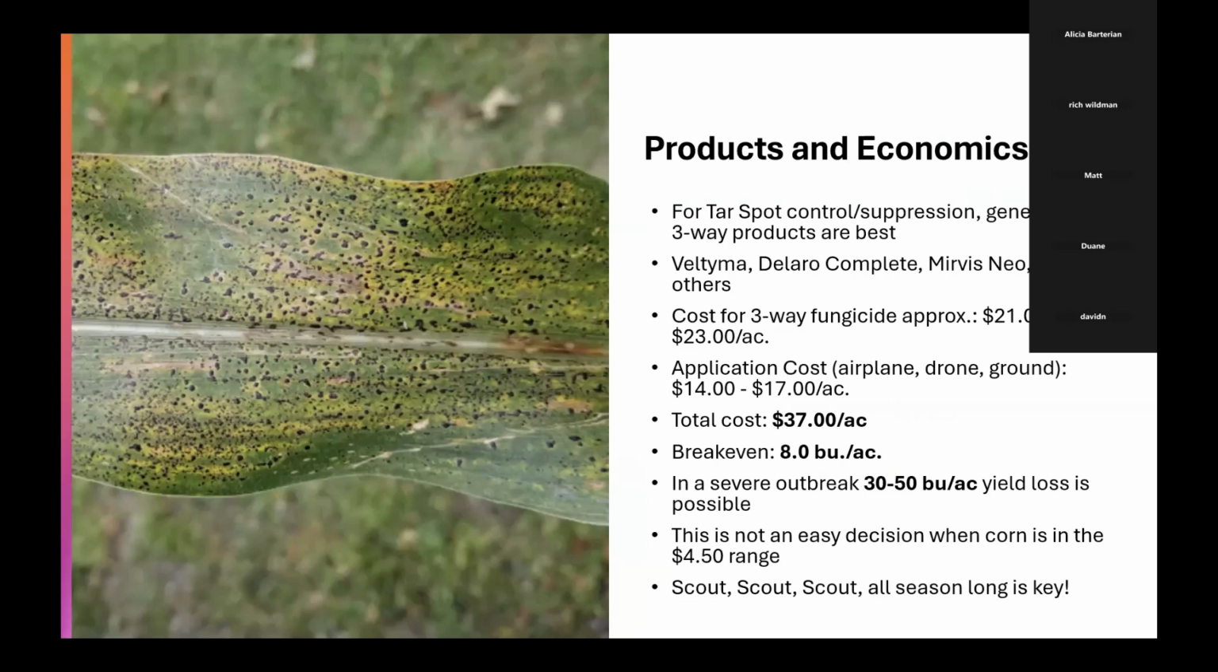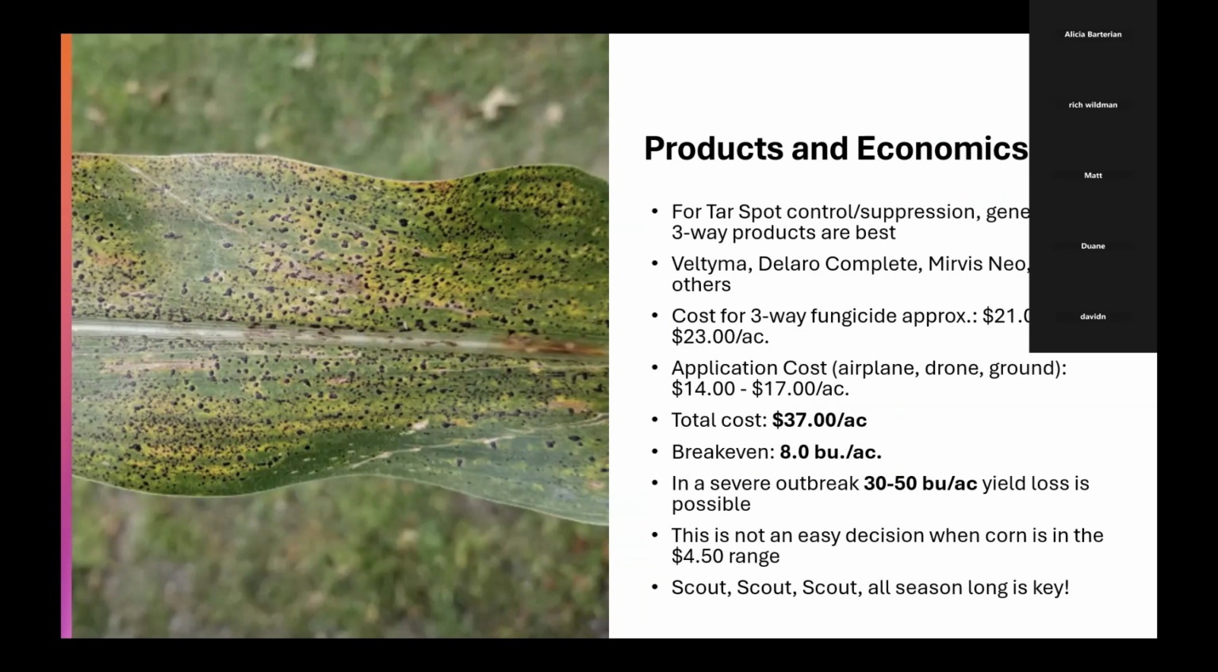First of all, you can have a plan, because you're not going to call up your drone pilot or your airplane or your ground rig guy and say, I want you to spray my corn at R2 today, because it's going to go from R2 to R4 really fast and you're going to miss the window. So the plan needs to be today what you're going to do if tar spot comes in.